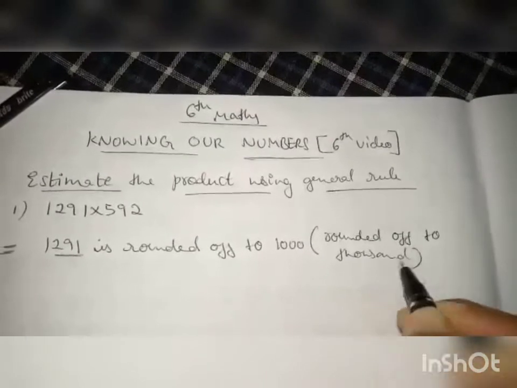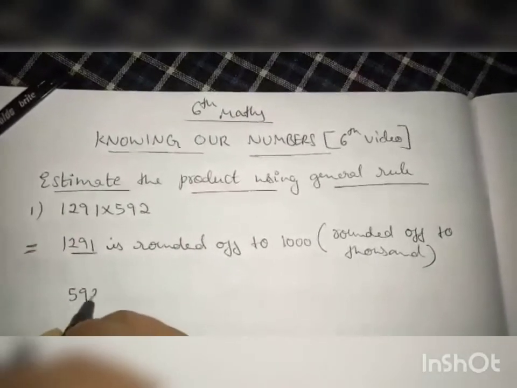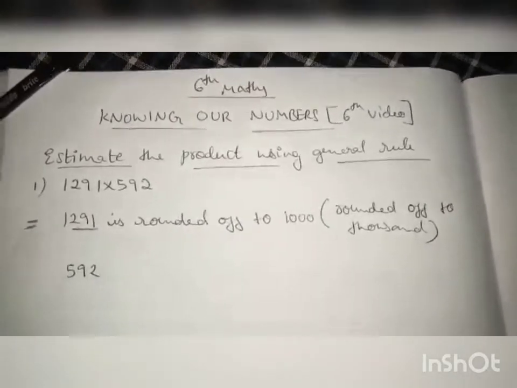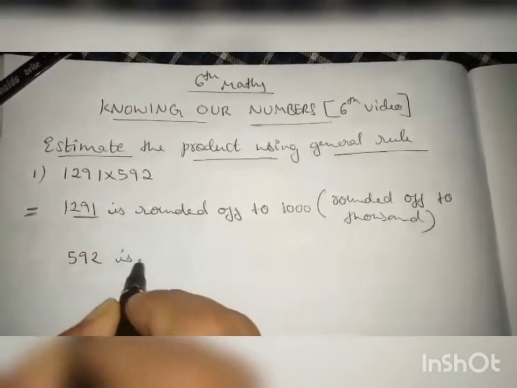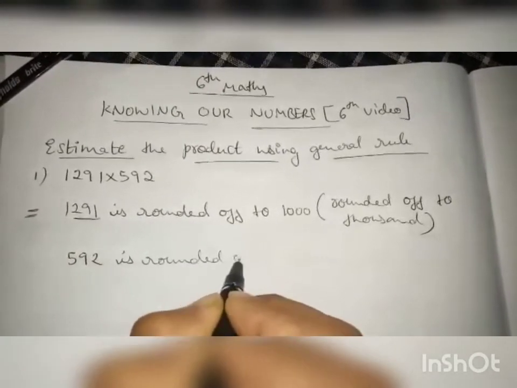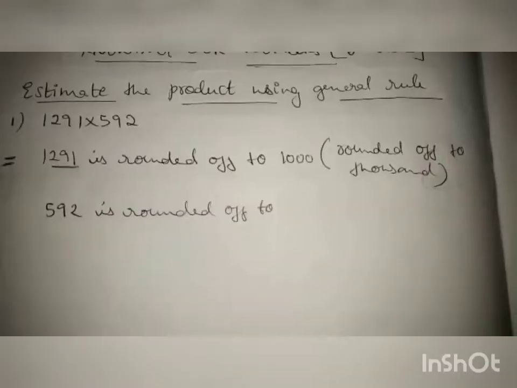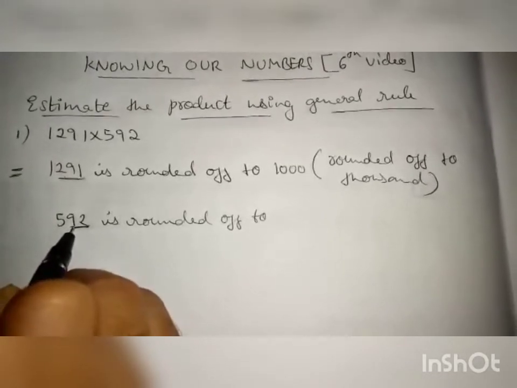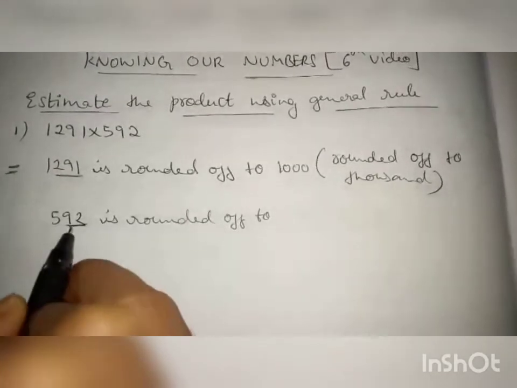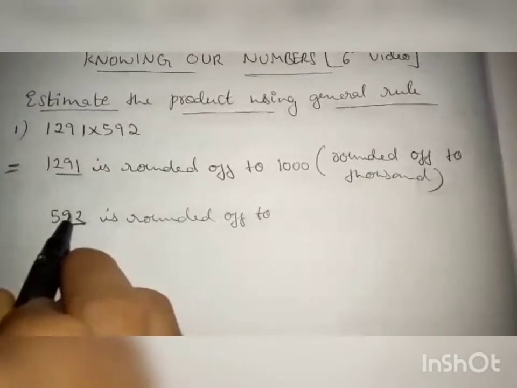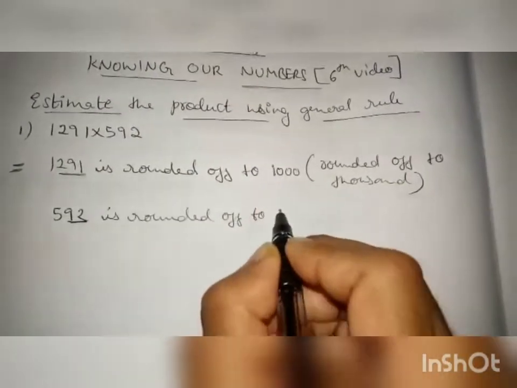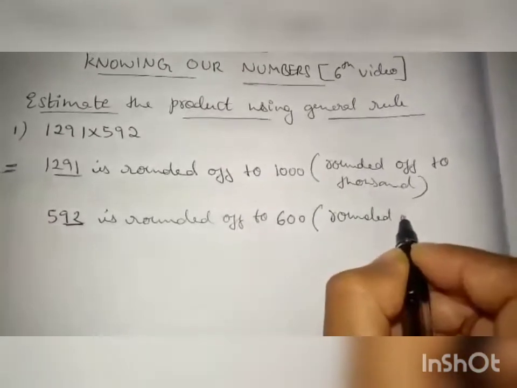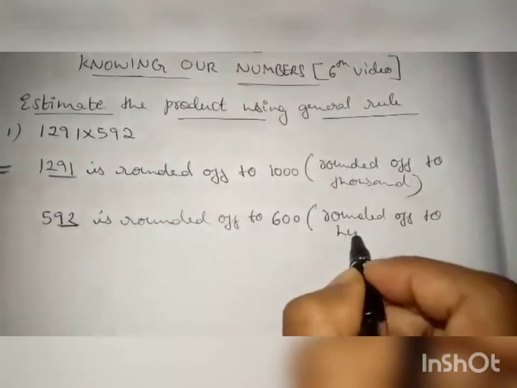Next, 592. Since this is in hundreds, we'll think of rounding off to hundreds. When you're rounding off to 100, you have to look at the tens place. So less than or greater than 50, you have to see. It is greater than 50, so we'll round off to the next number, so that will be 600. So here we have rounded off to hundreds.